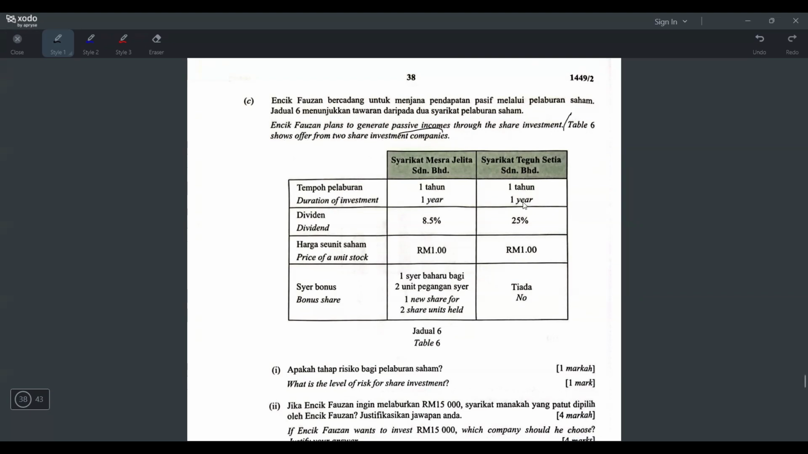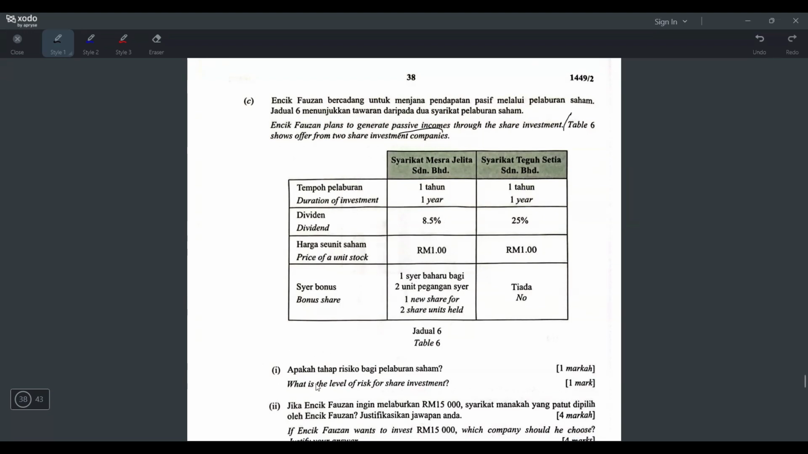Duration of investment, 1 year, 1 year. Dividend, 8.5% for this company, 25% for the other company. Price of 1 unit stock, 1 ringgit, 1 ringgit. Bonus share is 1 new share for 2 share units held. And this bonus share, for the other, we need to know. Okay, I think I will straight away find out the dividend. Okay, never mind. Let's see what they want.